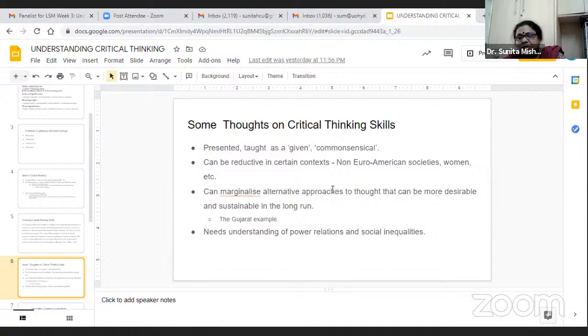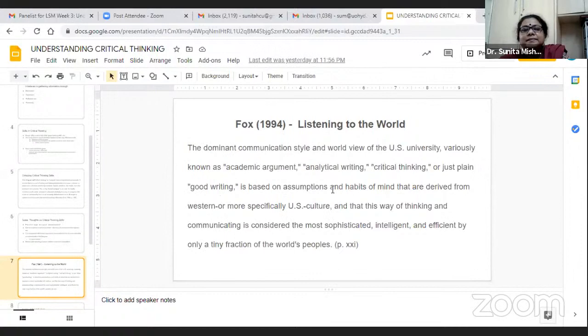Okay, so we need to have these kinds of sensitivities. We need to have these kinds of understanding where something which looks completely normal to us may not at all be normal to somebody else. And in that context, where does critical thinking or critical understanding stand? Look at this quotation again.